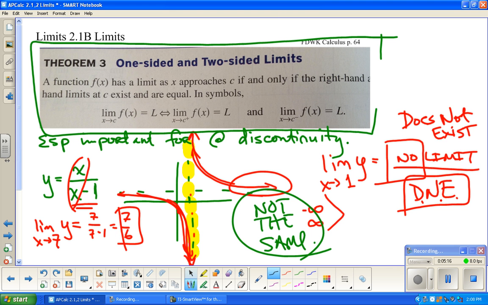The limit of function f of x as x approaches c exists if and only if the right hand and left hand limits at c exist and are equal. So this is a big deal. Notice this big ol' and.